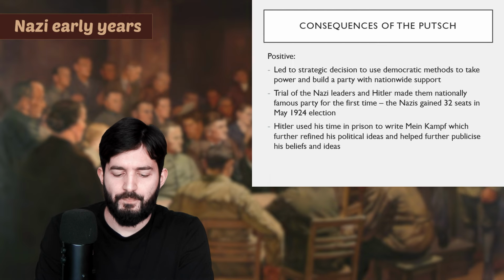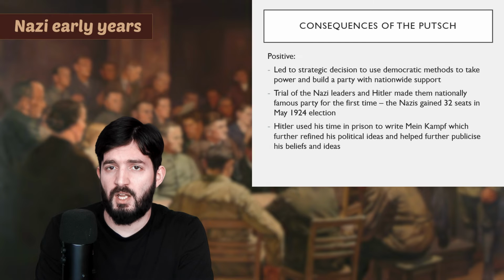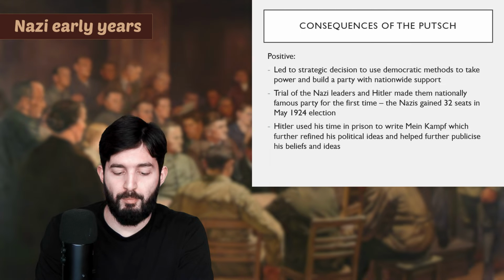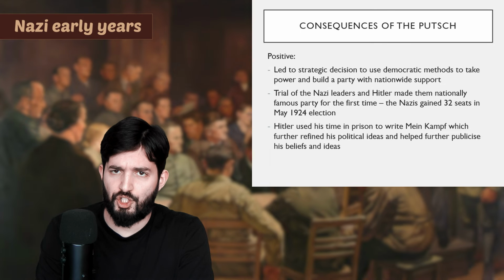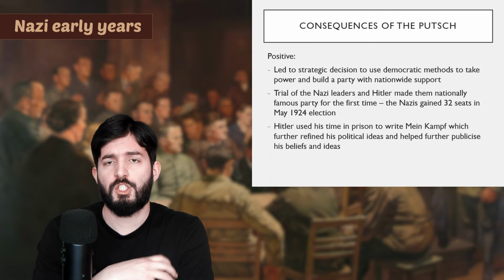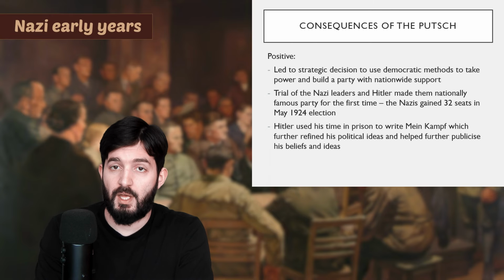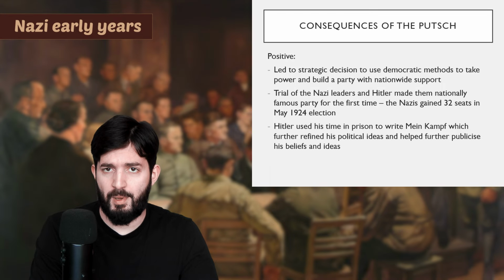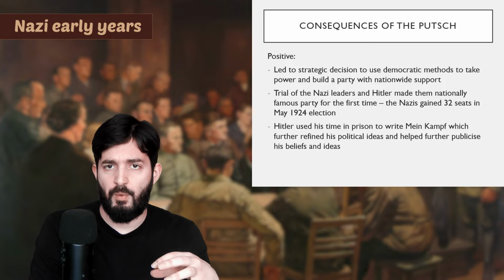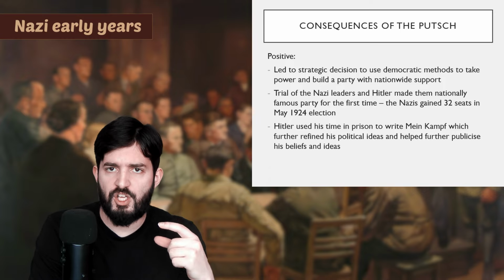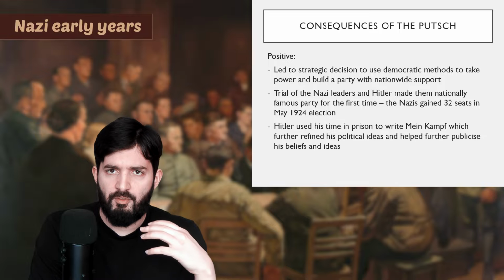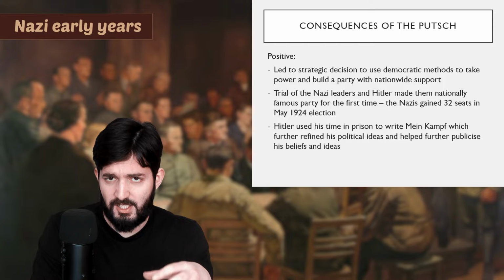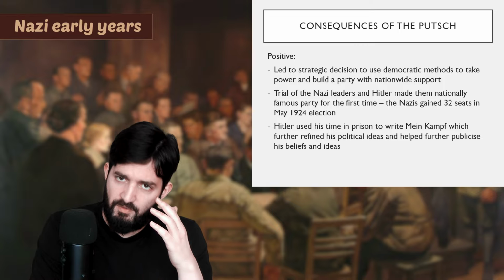The second thing is the trial of Hitler and the Nazis ends up making the Nazi party significantly more popular and gives them a national profile for the first time. Up until the Munich Putsch, Hitler and the Nazis have become relevant and popular, but only within Bavaria, which is a large region, but it's only one region in Germany. When Hitler goes on trial with the rest of the Nazi leaders, this gives him a lot of national publicity.